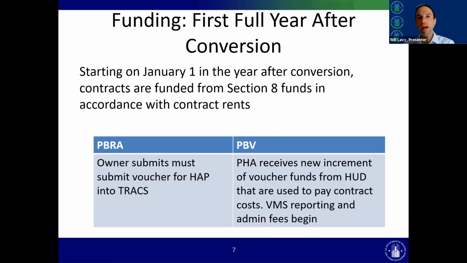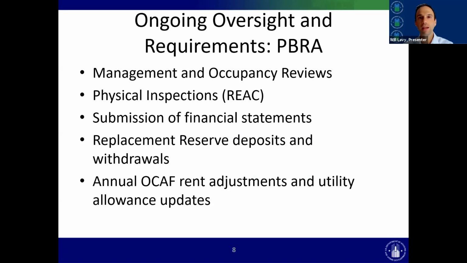Then we get to the first full year after conversion, when the contracts are funded from Section 8 funds. On the PBRA side, the owner is submitting the vouchering for HAP into TRACS and getting payment through TRACS. So making sure that's queued up well before then, you've got the benefit of this transition period to make sure it's done. On the project-based voucher side, the PHA receives a new increment of voucher funds from HUD that are used to pay the contract costs. At that point, they start to report into VMS and earn admin fees. Sorry, I ran through that a little quickly, but again, short on time.